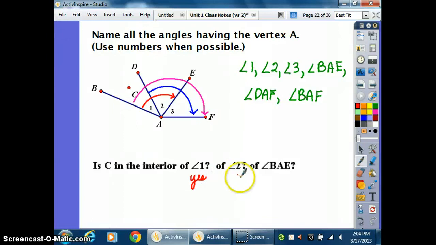All right, how about angle 2? Notice the rays AE and AD. C is in the exterior, so it's not the interior. So this would be no. C is not in the interior. All right, now let's take a look at angle BAE. I believe that's our red angle, BAE, this red angle here. Is C in the interior of that? Yes, it is. And thank you.